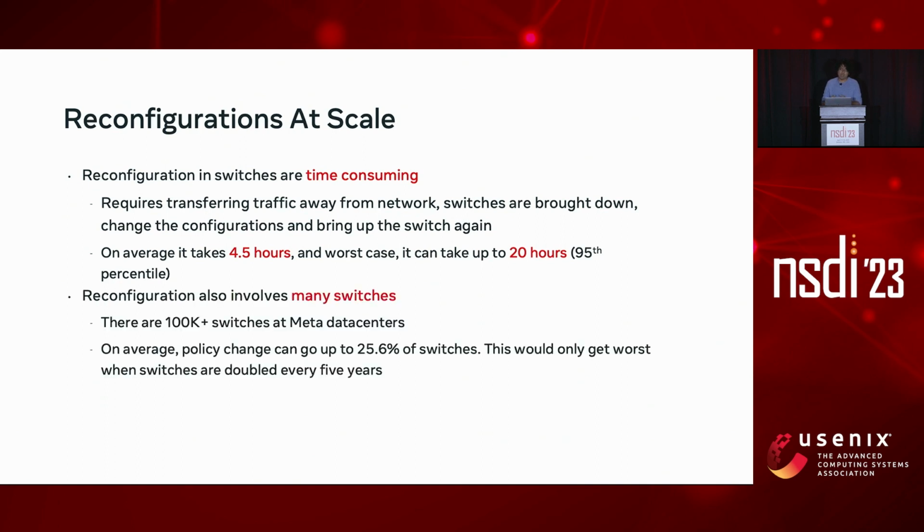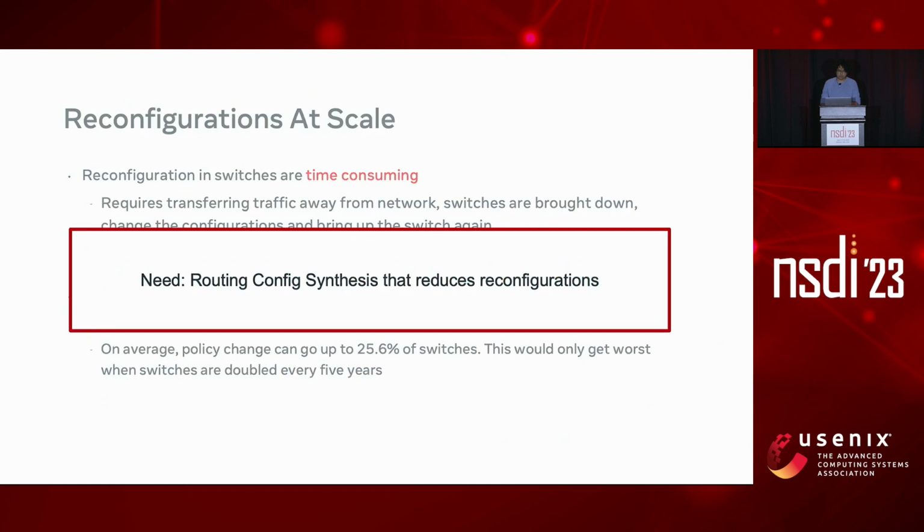This problem is made worse given the scale of our network. Many data centers have more than 100,000 switches, and on average, a policy change could affect up to 25% of switches in a particular region. This is only going to get worse because we are introducing new data centers, and we expect the number of switches to double every 5 years. So again, there is a need for routing config synthesis to reduce these reconfigurations.